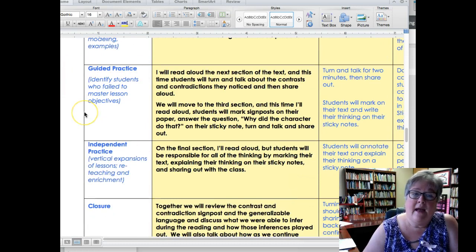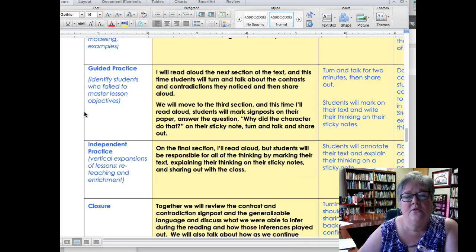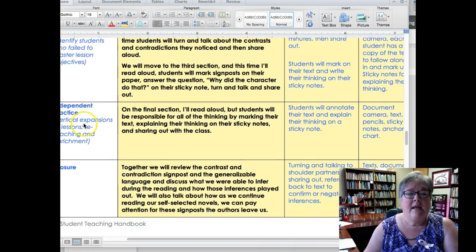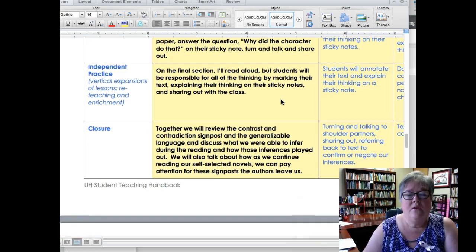The we do is the guided practice. This is where I read aloud the next section of the text, and this time I let the students turn and talk about contrasts and contradictions they noticed and then shared out. Then we moved into the third section, so my guided practice, or we do, had two parts to it. And then independent practice, this was the you do. Again, I still read aloud, but students were responsible for all of the thinking by marking their text, by explaining their thinking on sticky notes, and then sharing out with the class. And then closure was at the very end when we reviewed the contrast and contradiction signpost and talked about the generalizable language, the question you always have to ask yourself.